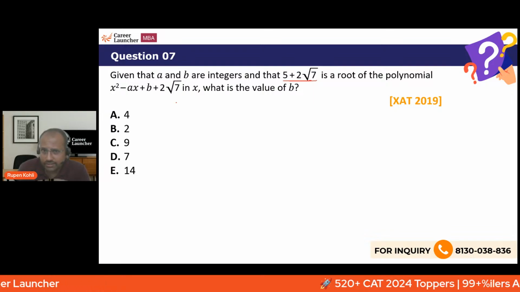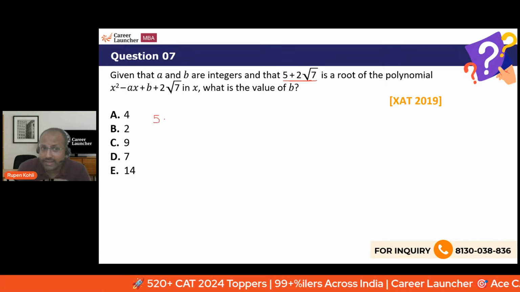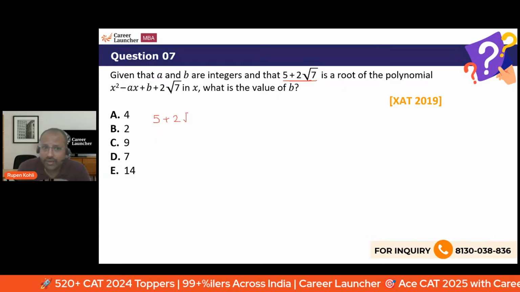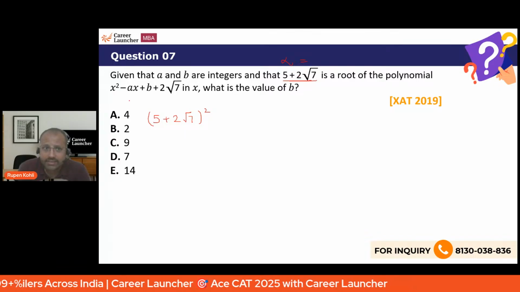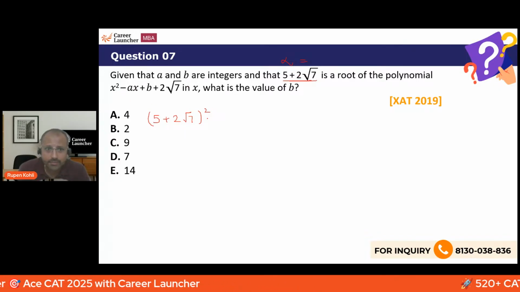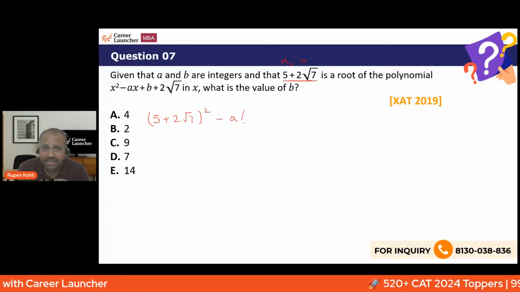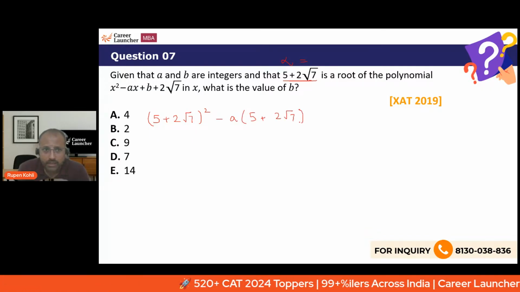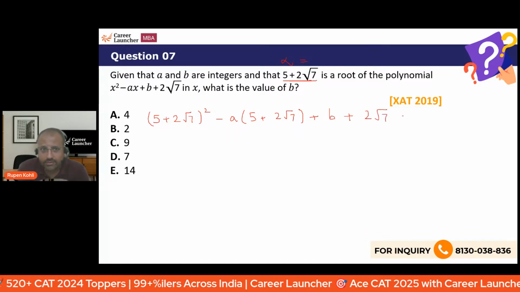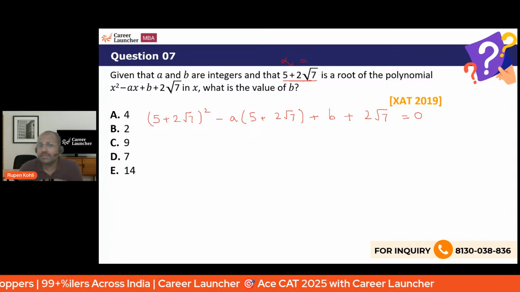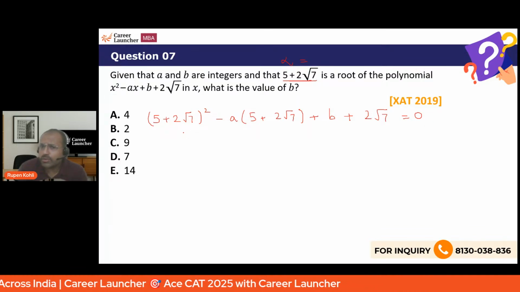Remember, a and b are integers. So let's put it. That's the only thing that we can do, and that is the only thing which can be said. So 5 plus 2 root 7 the whole square. I'm putting alpha equals this in this quadratic. So x square means alpha square means (5 plus 2 root 7) whole square, minus a into alpha means 5 plus 2 root 7, plus b plus 2 root 7 should be 0. That must happen. Only then we say it's a root. So we have an equation in terms of a and b.